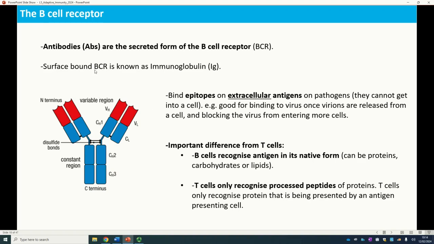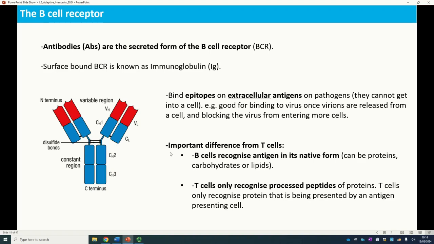The B cell receptor will bind epitopes on extracellular antigens. That's important to remember. They don't work intracellularly. So they're particularly good if you have a viral infection and that virus has been released outside of the cell, because these antibodies can bind that virus and block it, preventing it from entering neighboring cells and propagating that infection. They can also help to clear virus by binding to it in immune complexes, and then that can be eliminated from the body.